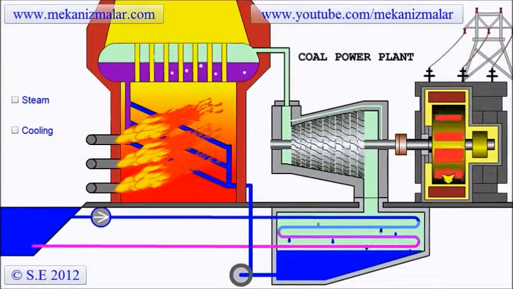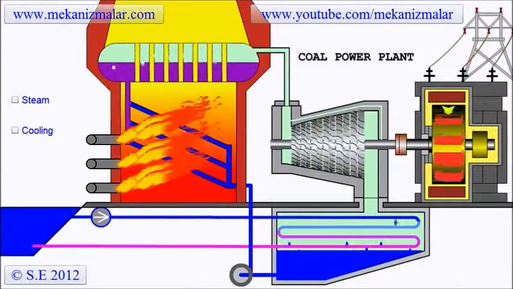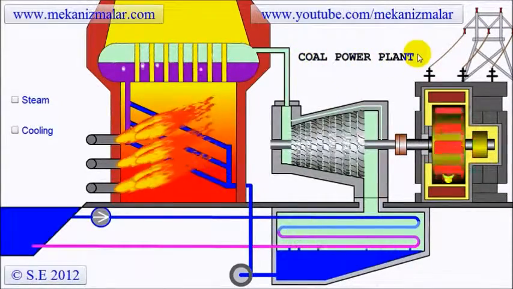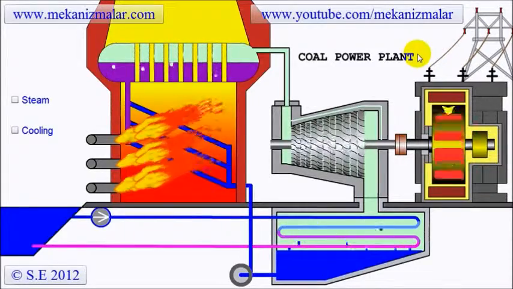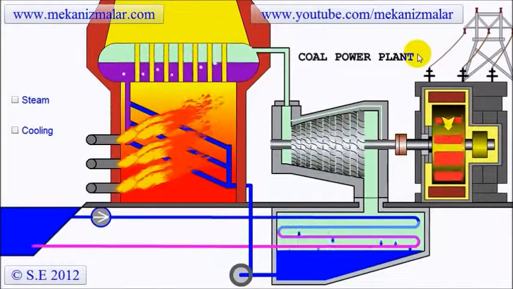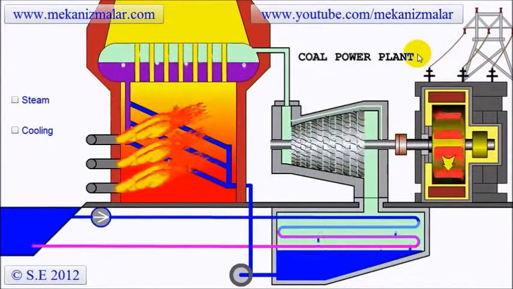Half of the world's electricity is generated by coal power plants, and there are close to 3,000 large power plants around the world. In this video, we'll show you how coal power plants work. First, the coal is ground to a fine powder and blown into the boiler, where it is burned, converting its chemical energy into heat energy.